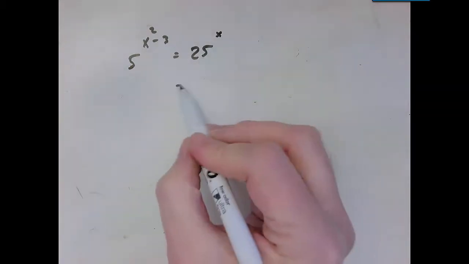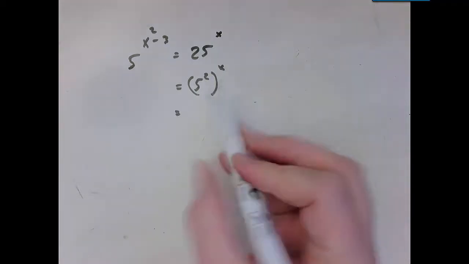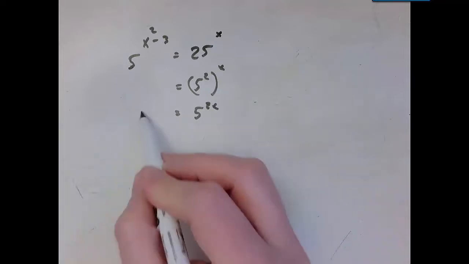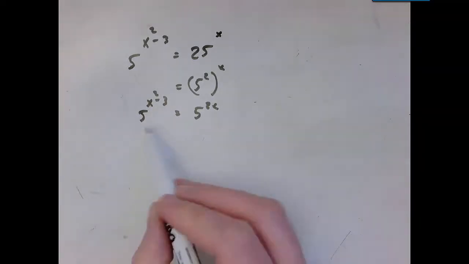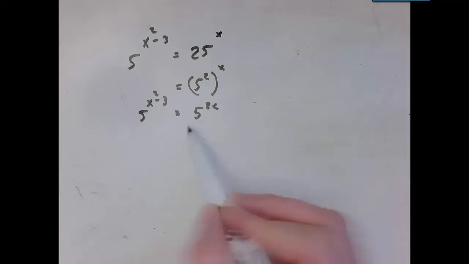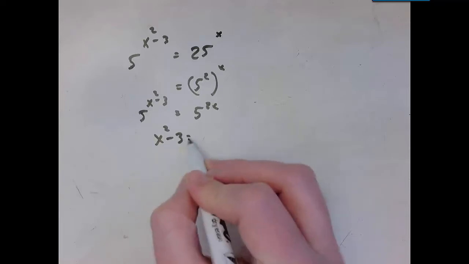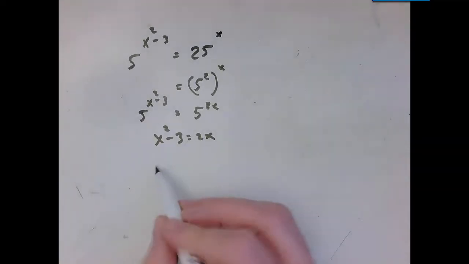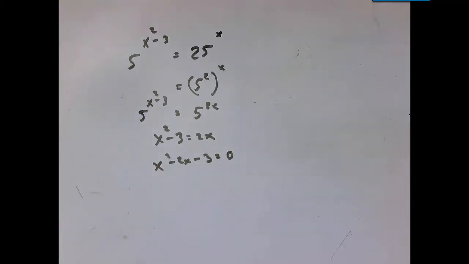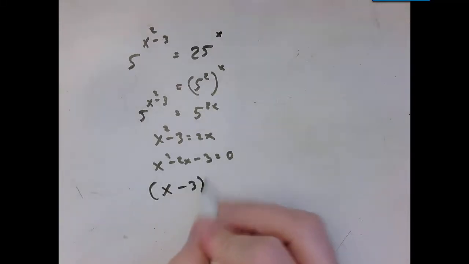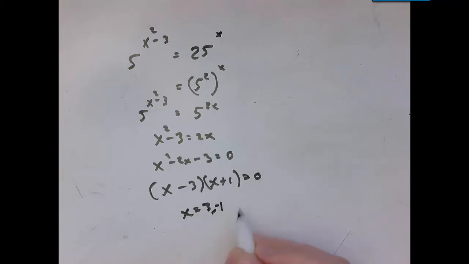All right, so what I'm seeing is 25 is 5 squared. Then I can apply the simplification rule, where that's the same as 5 to the 2x. Now I've got 5 to the x squared minus 3 equals 5 to the 2x. Because the bases are the same and the overall values on either side are the same, the exponents must be the same. So I'll set them equal to each other. Now it seems like I've got a nice quadratic which I can solve. So this is x squared minus 3x plus 1. Does that make sense? Yeah. So we've got x is either 3 or negative 1.